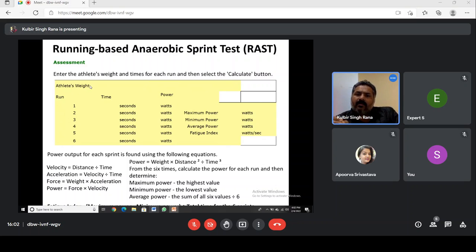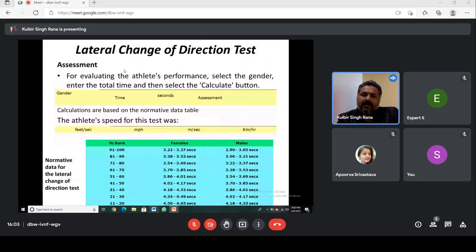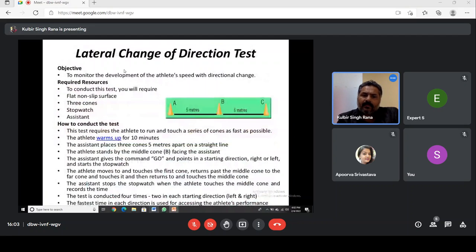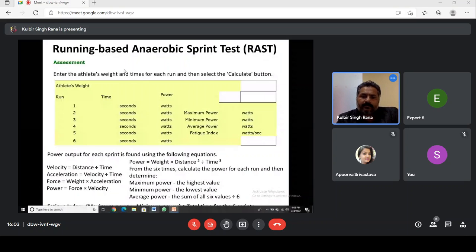And the maximum power he has generated will be calculated using this formula, right? These two formulas are there to calculate the power. First we'll calculate the velocity, that will be distance divided by time, then acceleration, then force, which is weight into acceleration. Then the power of an athlete during that cycle will be force into velocity. Okay sir. The second formula is also weight into distance squared divided by time cubed. So that way also we can directly get the power generated.